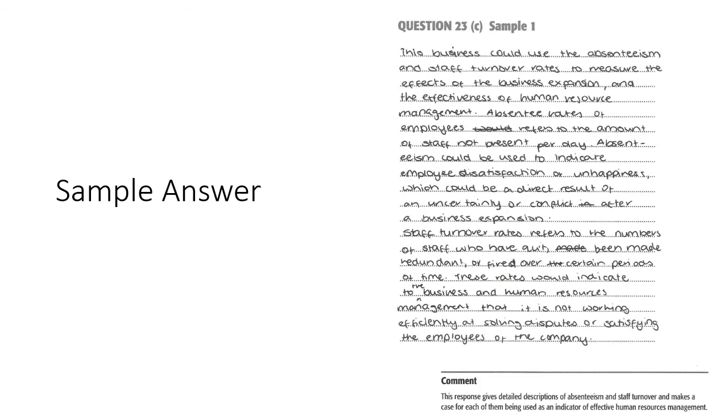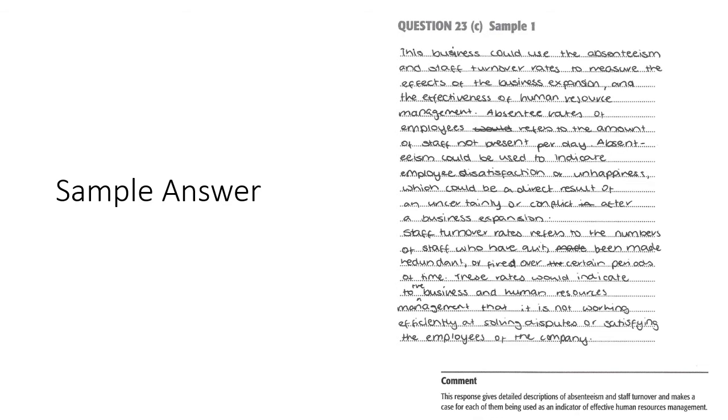Now, for that 6-mark question where we're looking at the effectiveness measures within HR, the answer here is this business could use the absenteeism and staff turnover rates to measure the effects of the business expansion and the effectiveness of human resource management. So they're the effectiveness criteria that we're looking at there. So absenteeism is 1, staff turnover rate is 1, and then they go into looking at the first one.